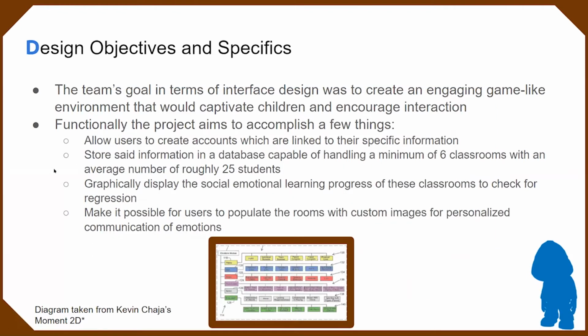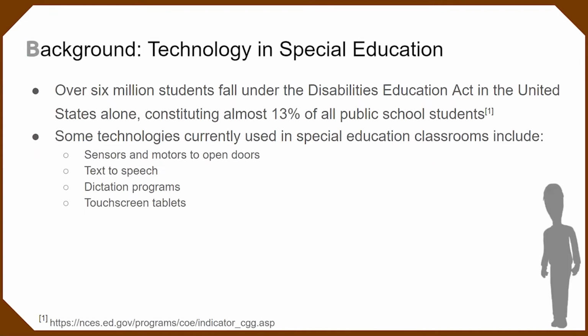Functionally, the project aims to accomplish a few things. 1, to allow users to create accounts which are linked to their specific information. 2, to store said information in a database capable of handling a minimum of 6 classrooms with an average number of roughly 25 students. 3, to graphically display the social emotional learning progress of these classrooms to check for regression. And 4, to make it possible for users to populate the rooms with custom images for personalized communication of emotions.